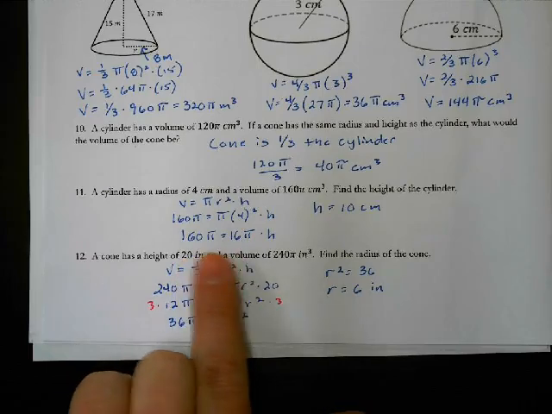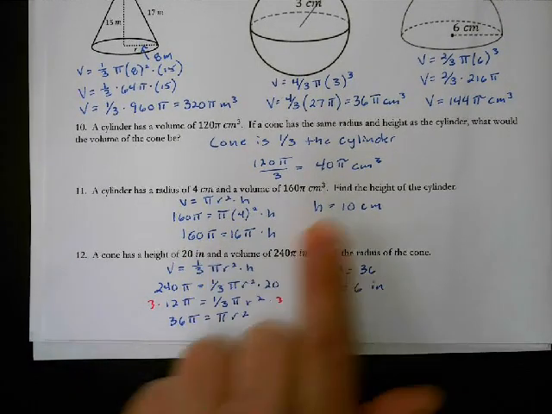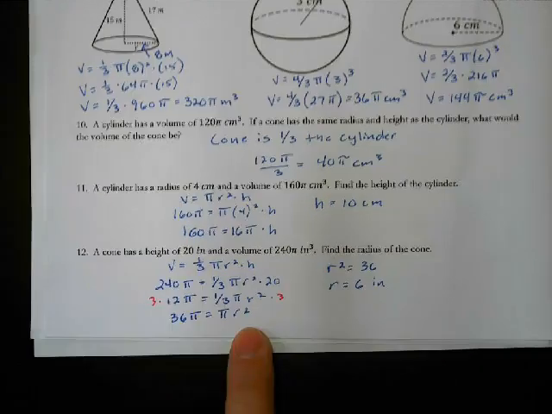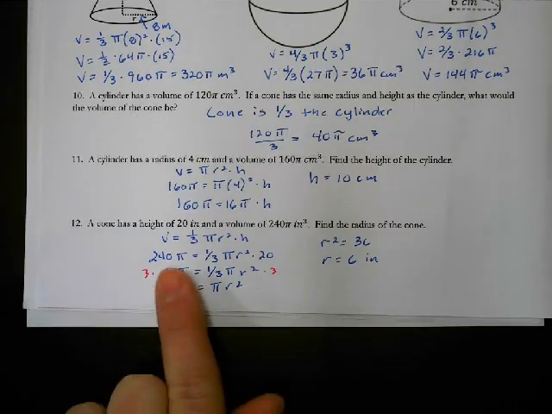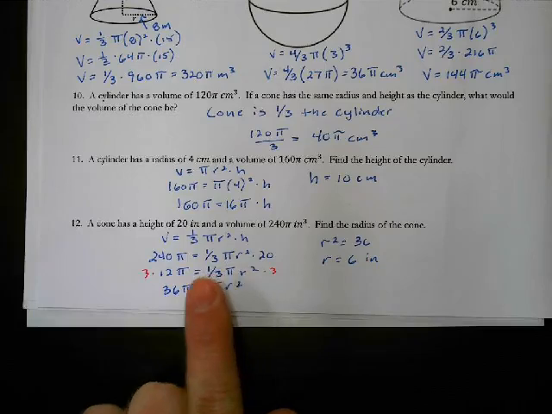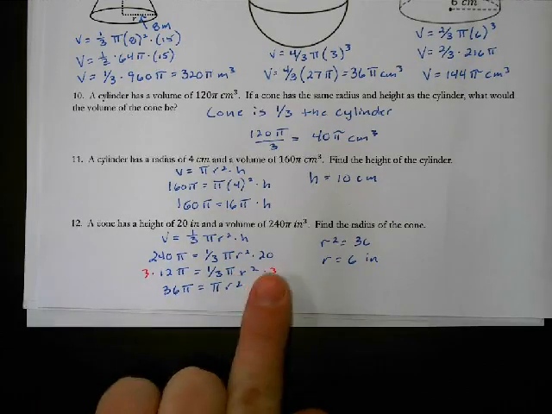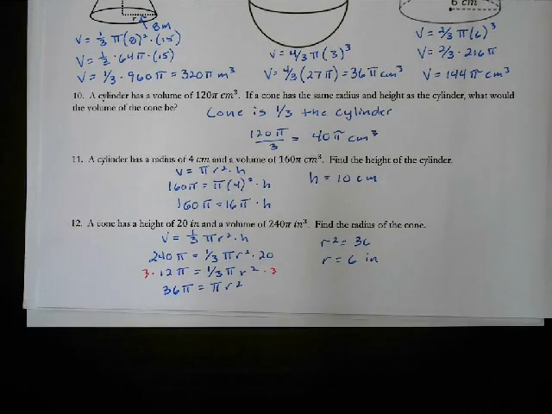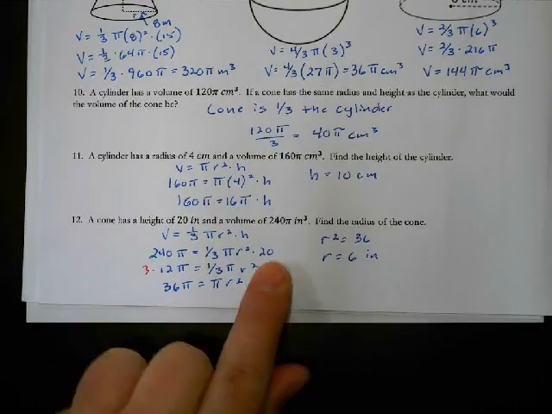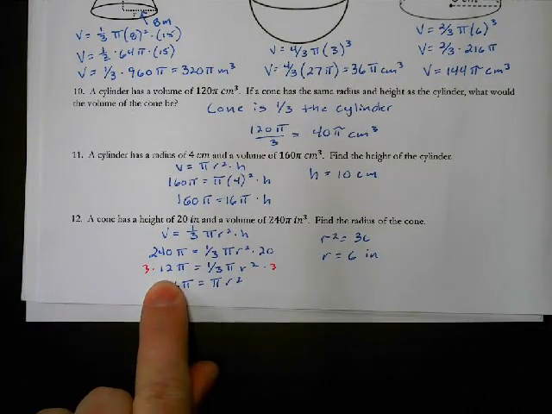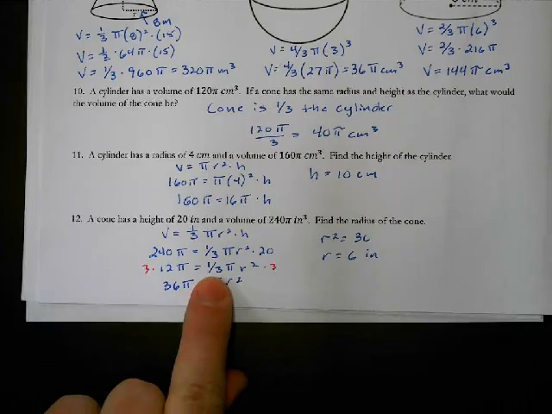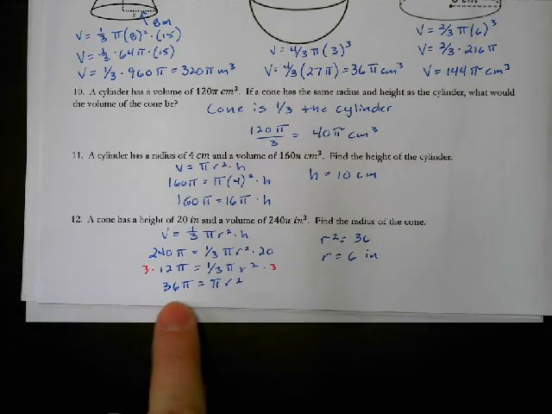For the next one, we'd write out the formula for a cone, and we'd plug in what we know. We know the volume, we know the height, we don't know the radius, so that stays a variable. To clean this up, I divided by 20 on both sides and got 12. To get rid of the 1/3, I multiplied by 3 on both sides and got 36. Then I divided by pi on both sides. I got r squared equals 36. And I took the square root and I got 6.